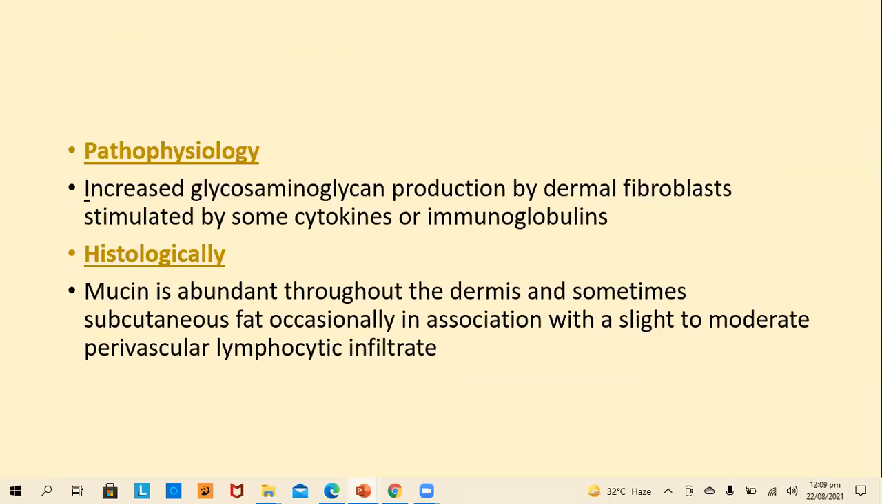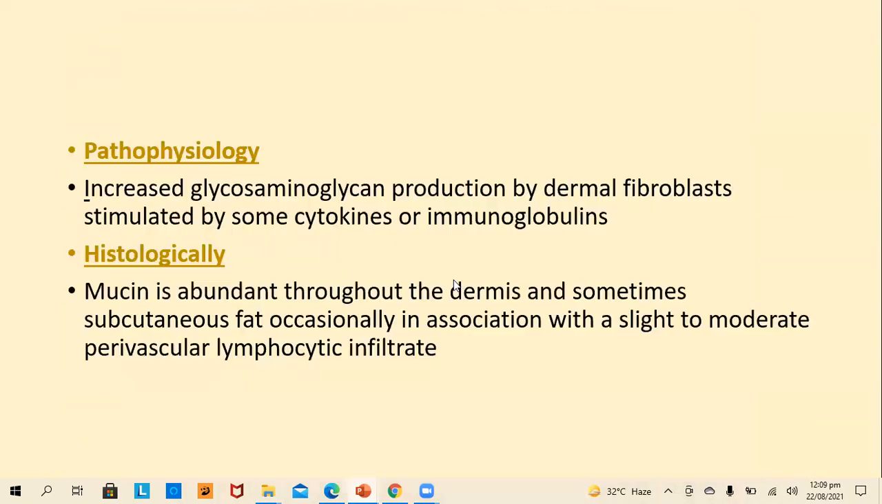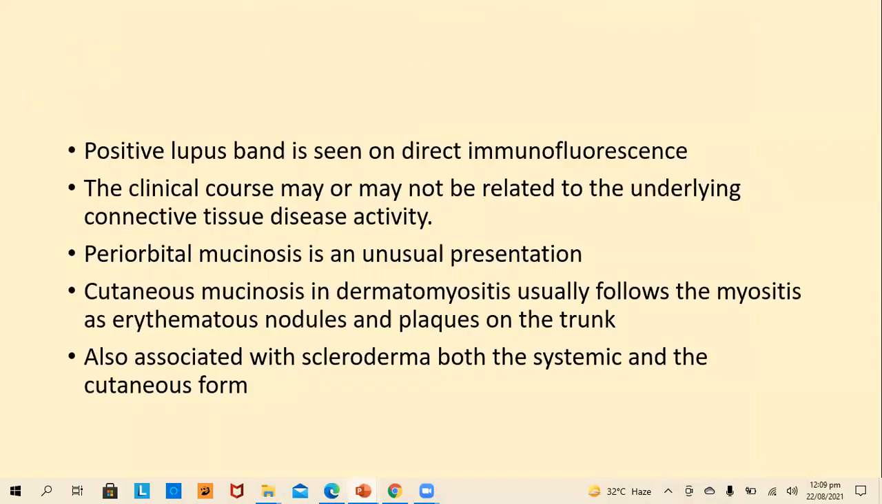Pathophysiology is increased glycosaminoglycans production by dermal fibroblasts stimulated by cytokines and immunoglobulins. Mucin is abundant throughout the dermis and sometimes subcutaneous fat, occasionally associated with slight to moderate perivascular lymphocytic infiltrate. These are the dermal nodular mucinosis. Positive lupus band test seen on DIF.